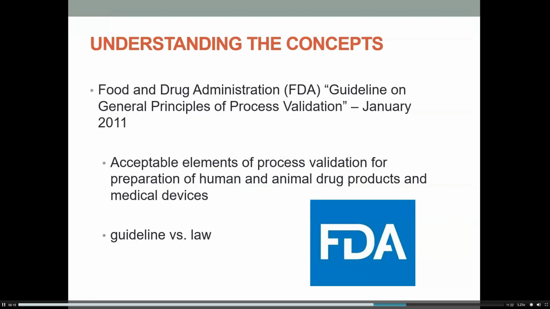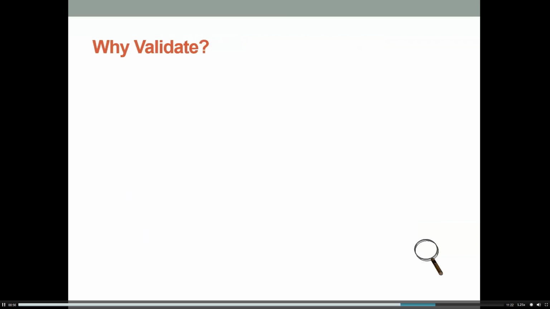The Food and Drug Administration has issued a guideline on general principles of process validation. The newest one is from January 2011, and if you go to the appendices of this lesson plan, you'll see it will be attached to it. It covers acceptable elements of process validation for preparation of human and animal drugs and medical devices. So this is a guideline versus a law. They issue guidelines in addition to the CFRs to give you a good understanding of what their expectations are from the manufacturing sites. This one in particular is around process validation, so it's well worth having a read of it because there's a lot of very good information there.